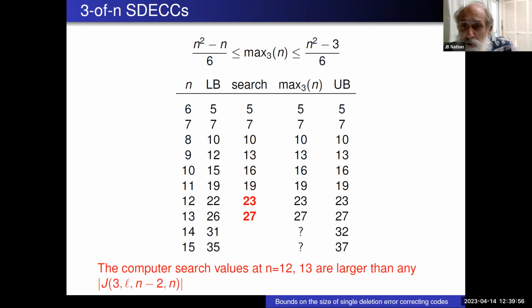And now you just are doing the same trick. You start at 6, say, and the lower bound is the maximum size of one of these J codes, J of L, M, N minus 2, N minus 2 here, because it's N minus K plus 1. And the upper bound is from the good and bad code words argument, only a lot harder now because there's 3 more possibilities. But anyway, up to n equals 11, the upper bound and the lower bound are the same. When you get to n equals 12, they're one apart, and 13 they're one apart, and 14 they're one apart.